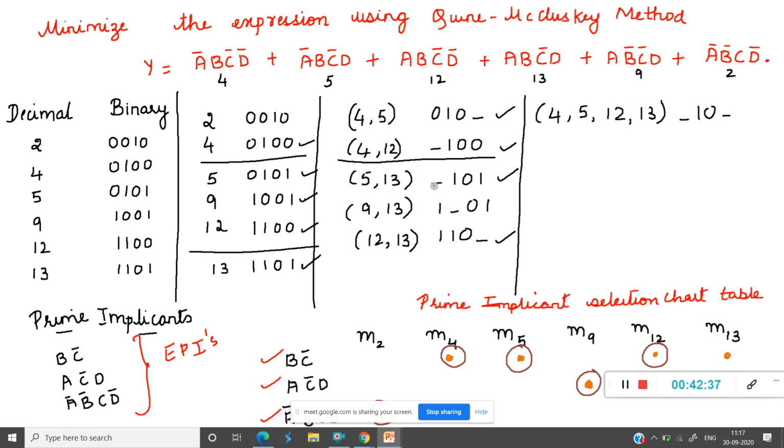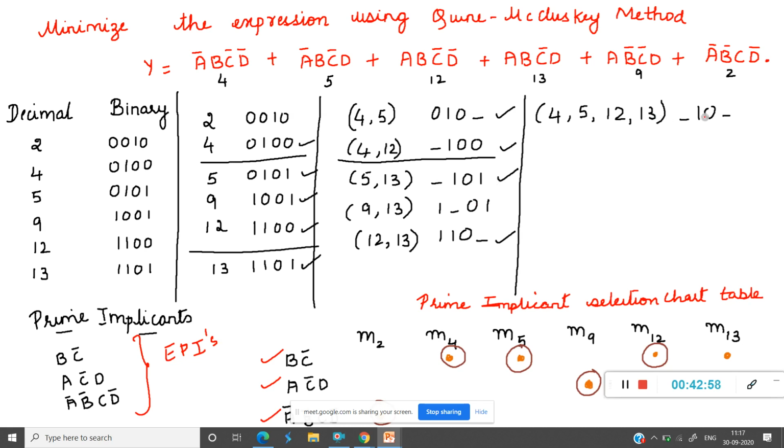Here it is first dash. Here it is also first dash. See here, 4, 12, 5, 13. Same thing, 4, 12, 5, 13. It's already compared, so why are you writing it once again? This one is over. So this procedure continues the comparison until there is no further comparison.